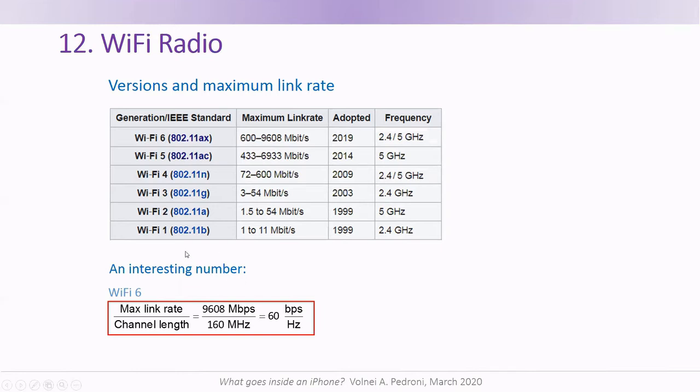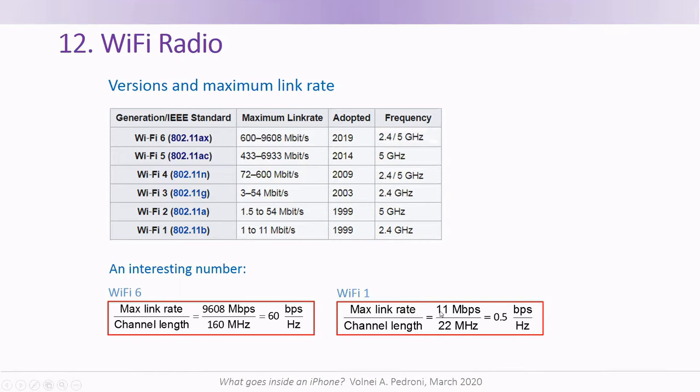And looking against the very first version, we have 11 megabits per second from up here. And the channel length was 22 megahertz. So the result was 0.5 bits per second per hertz. Even though this 60 bits per second per hertz can only be obtained in very, very favorable conditions, it gives a good idea on how well the spectrum is being used.